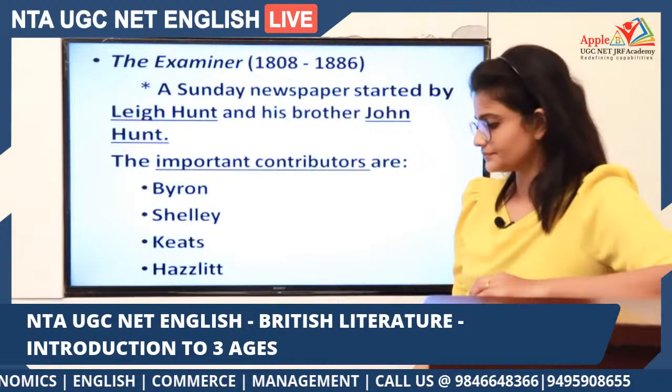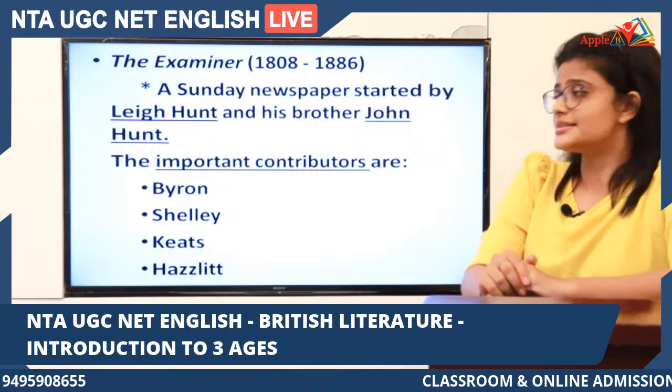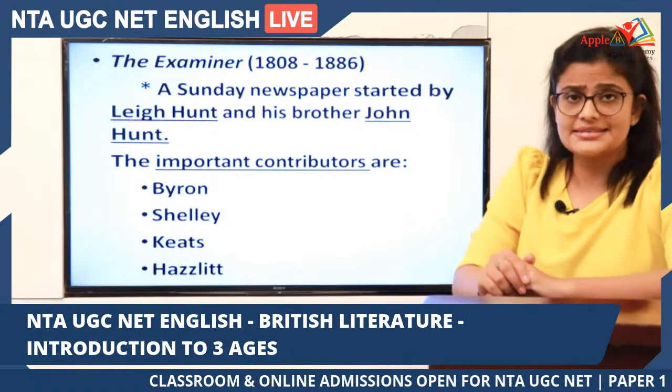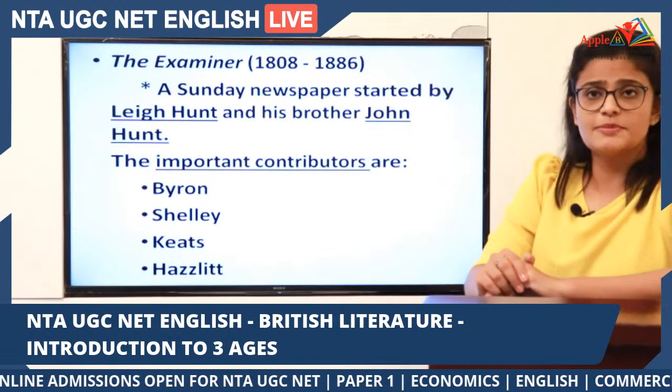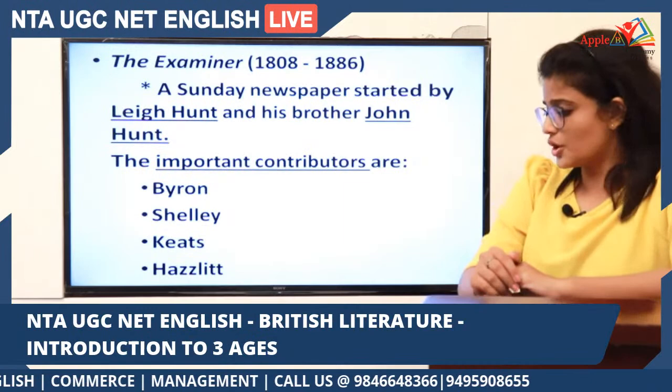So this is another periodical of the time of the Romantic Age, that is the Examiner, and the contributors were the famous Romantic writers, that is Byron, Shelley, Keats and Hazlitt. And you have to remember that the Examiner was a very famous newspaper, and it was there from 1808 to 1886. So it was very successful and it was started by Leigh Hunt and his brother John Hunt.